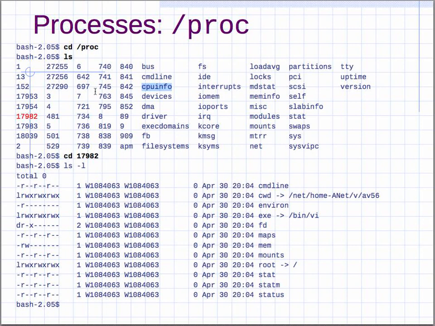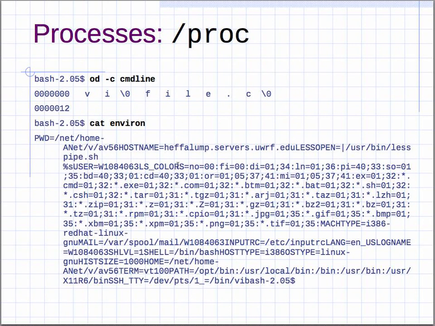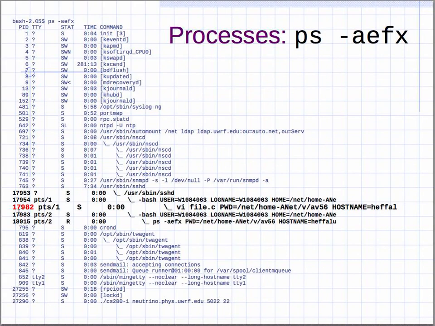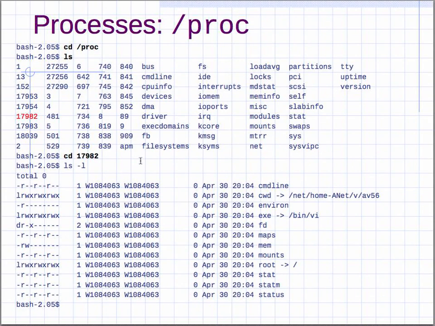You can cd to any one of these folders, even if they don't belong to you, and you can see all kinds of information about processes. Each one of these folders has a name that's just a number, and these are the process IDs of the programs that are currently running. So for example, oops, let me go back up. There should be a folder for 17982, which corresponds to the vi program running. If you look in here, 17982, here it is.